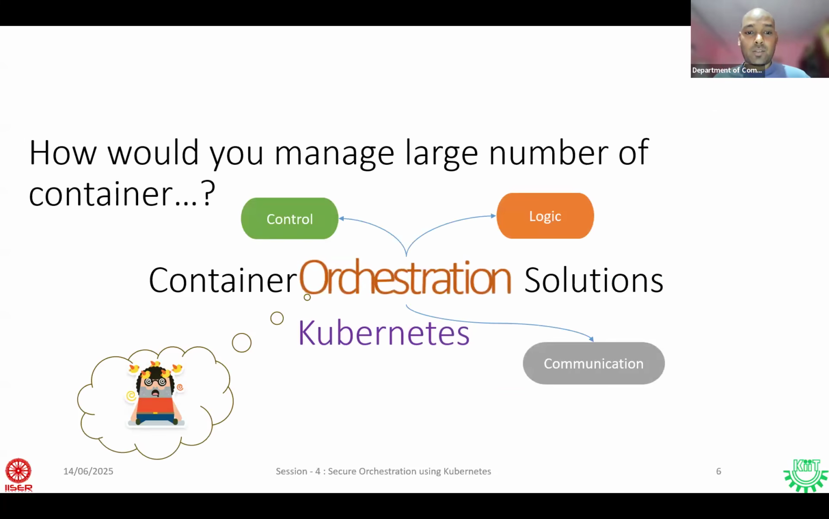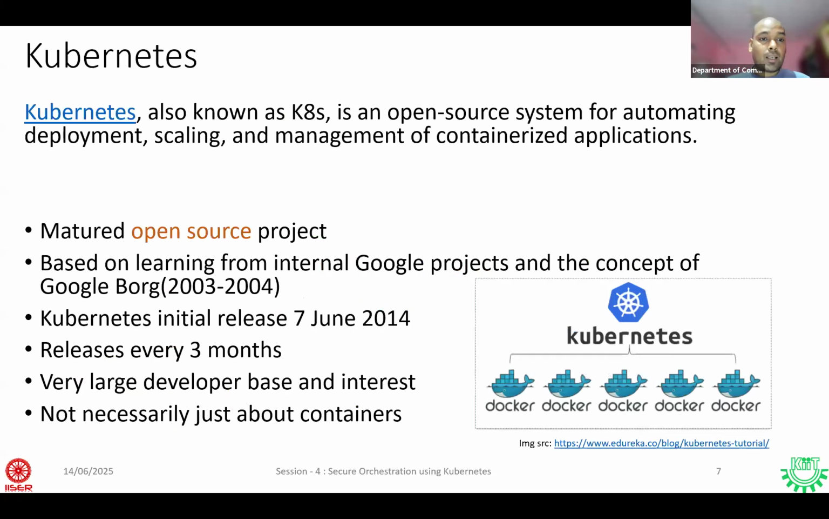Orchestration basically refers to the control, logic, and communication between those containers. Kubernetes is an open source project. It actually started from an initial solution called Borg, Google Borg, and from there Kubernetes was developed.